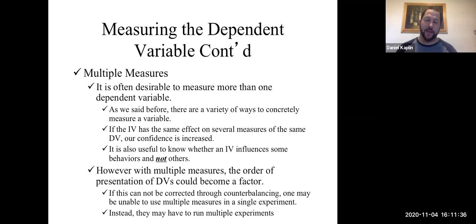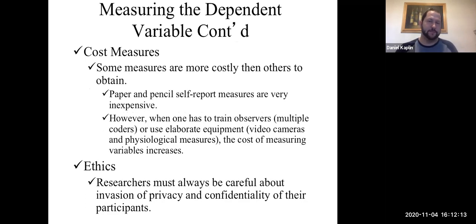But the one challenge you have, as I talked to you last lecture, is when you have multiple measures, you have to worry about the order of presentation. You may recall I talked about order effects and the importance of counterbalancing to address order effects. One way to get rid of order effects is to run multiple experiments. Who said everyone has to be in the same experiment? You could do experiment 1, experiment 2, experiment 3, and if all 3 experiments come up with the same outcome, once again, your confidence is increased.